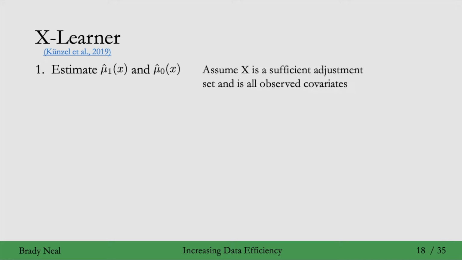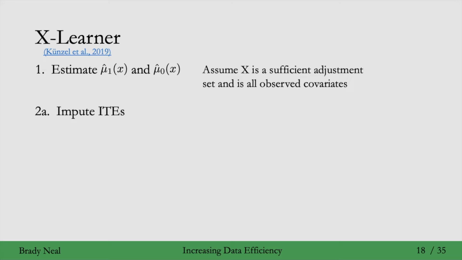And for simplicity, we'll be considering the case that they consider in their paper, which is that X is a sufficient adjustment set and is all observed covariates. Okay, so we just pick any model from scikit-learn, say, and then fit it for mu1 hat, and do the same for mu0 hat. It can be a different model if you like.